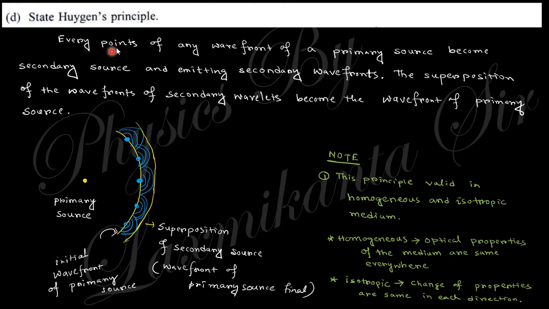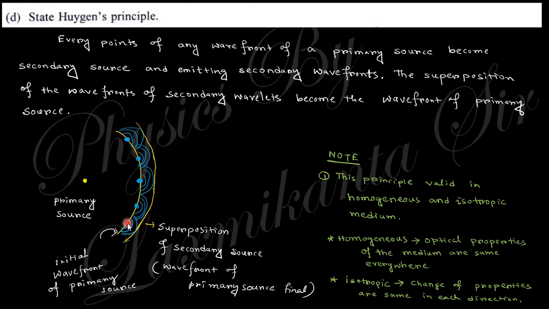Next question: state Huygens principle. This was already discussed in the previous two lectures. When there is a primary wavefront, this is the wavefront, this is the primary source, every point of the primary wavefront acts as a secondary source point.